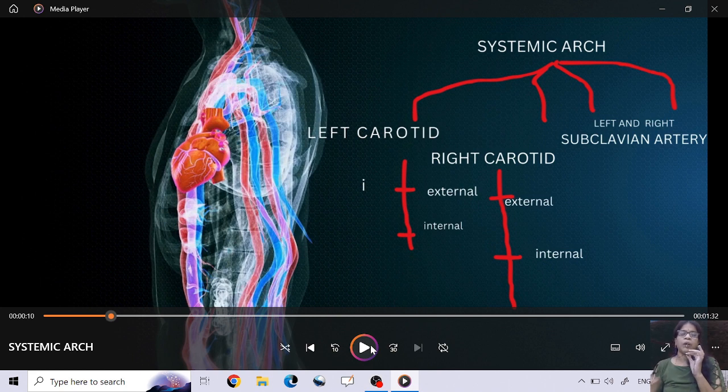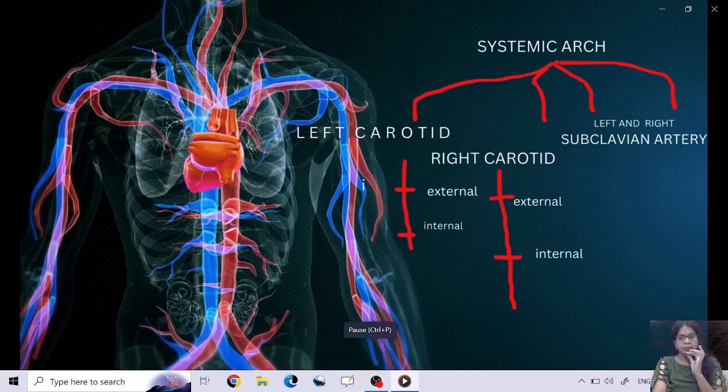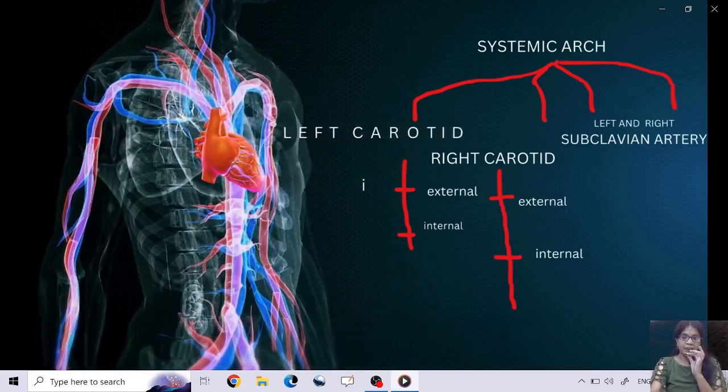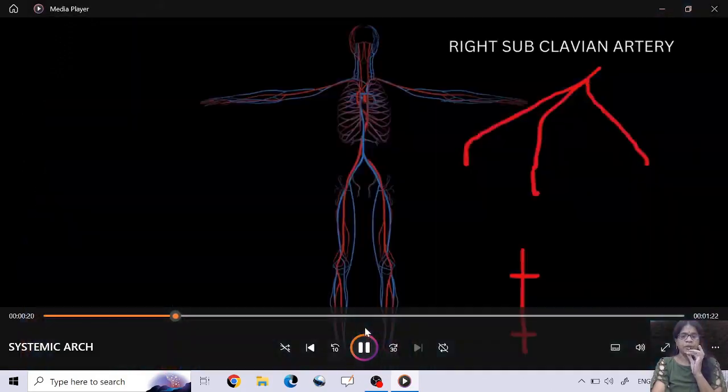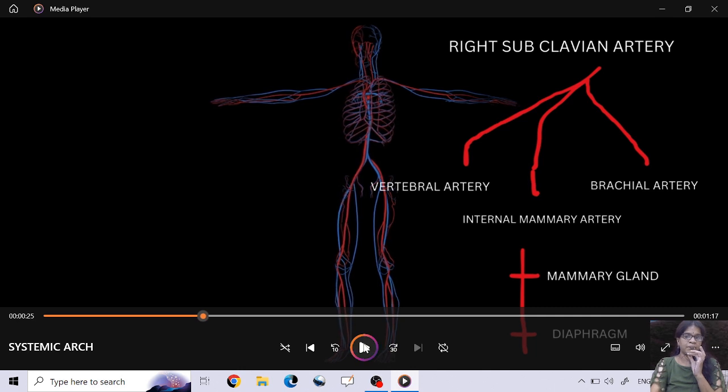Okay, so now let's talk about the left and right subclavian arteries. This is the mechanized form of your artery system, where the subclavian is again divided into left and right. Now let's talk about the right subclavian artery. The right subclavian artery is again divided into the vertebral artery, the internal mammary artery, and your brachial artery.